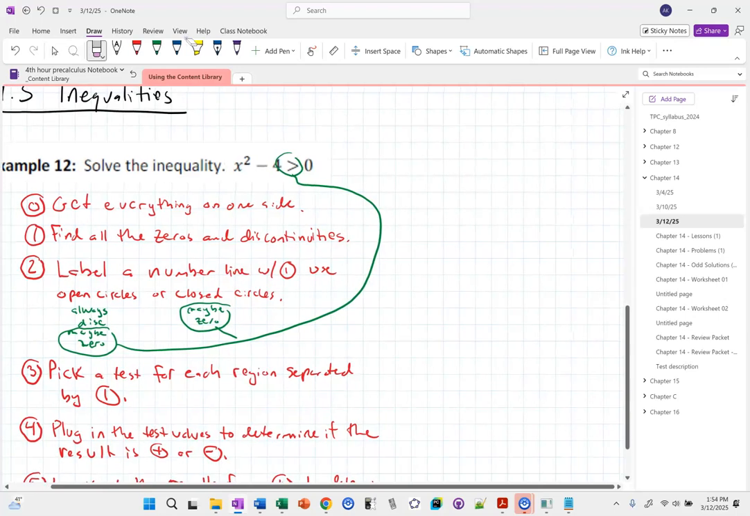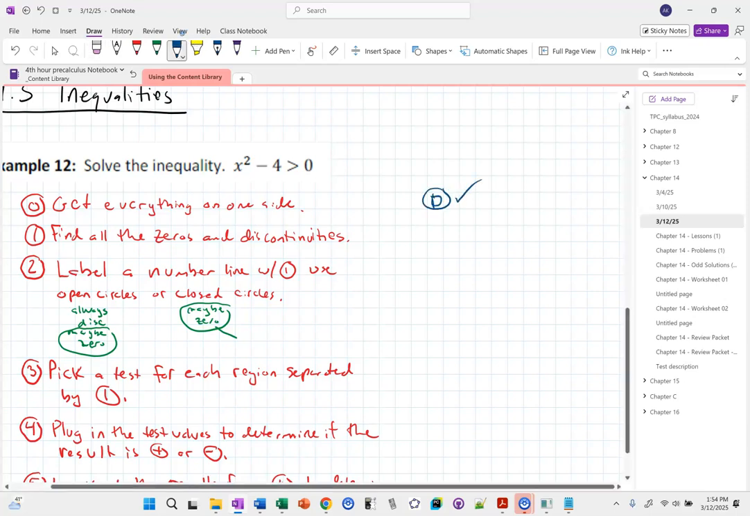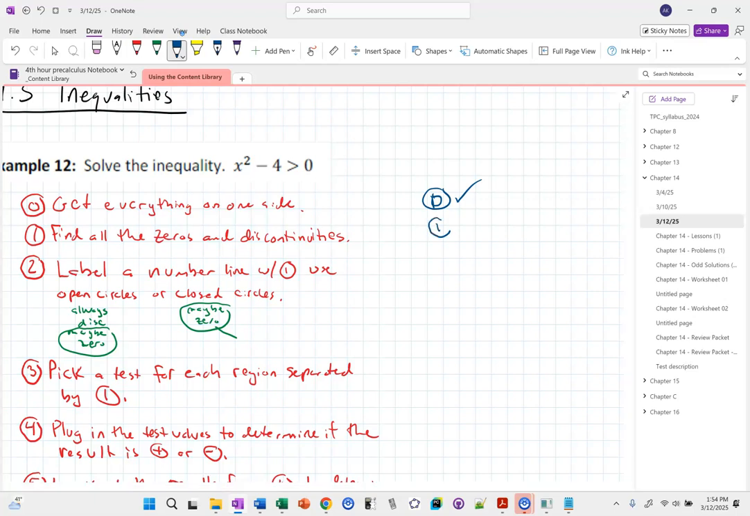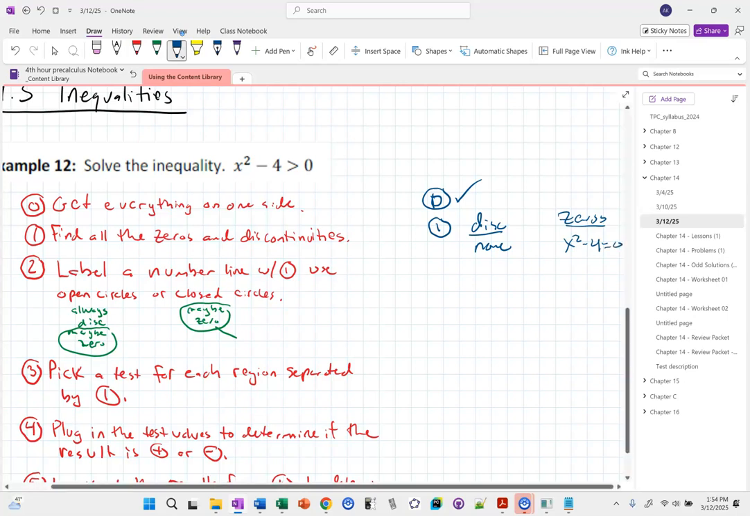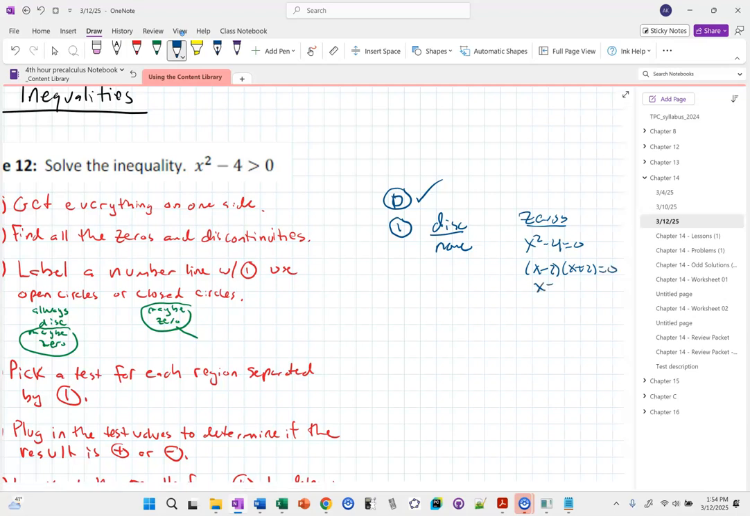All right. So if I look at my original problem here, everything's on one side, so step 0 is done, right? There's really nothing to do there. Step 1, it's a polynomial, so there are no discontinuities. To find the zeros, we're just going to take the polynomial and set it equal to 0 and solve. X squared minus 4, maybe I factor that. So when I solve it, I get the solutions 2 and negative 2.